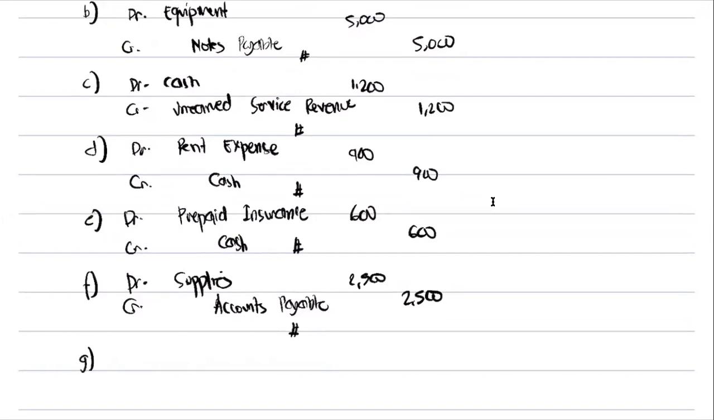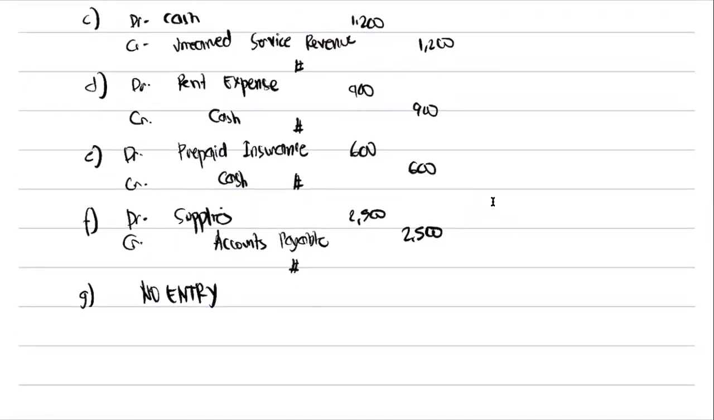Letter G. On October 9, Pioneer hires 4 employees to begin work on October 15. Each employee is to receive a weekly salary of 500 for a 5-day work week, payable every 2 weeks. First payment made on October 26. So your entry here is no entry. Why? Because there is no change as to our asset, liabilities, or equity. We did not pay yet any employee. We just hired them. So in letter G, no entry. That is not an accountable event.